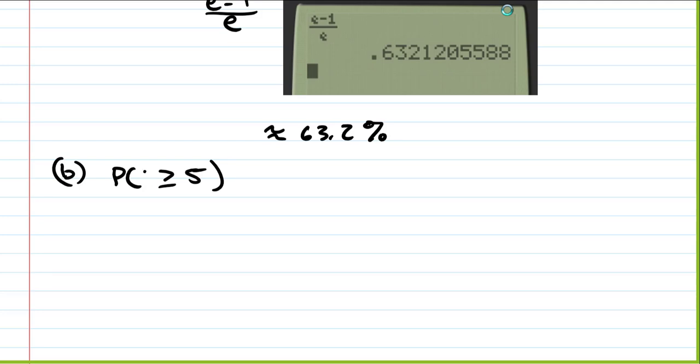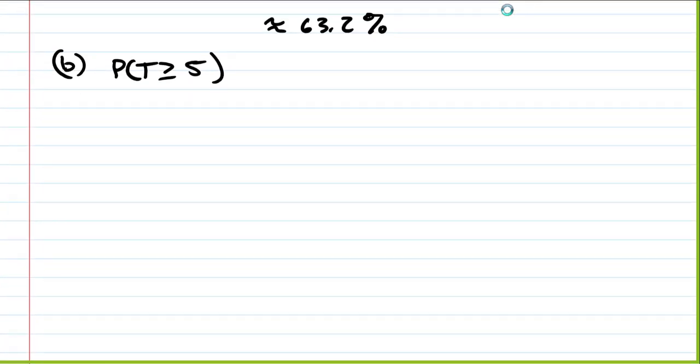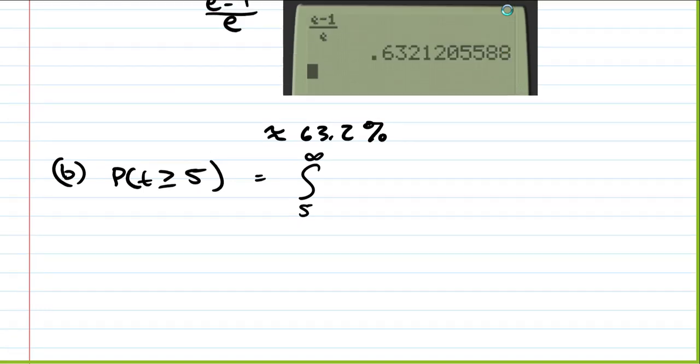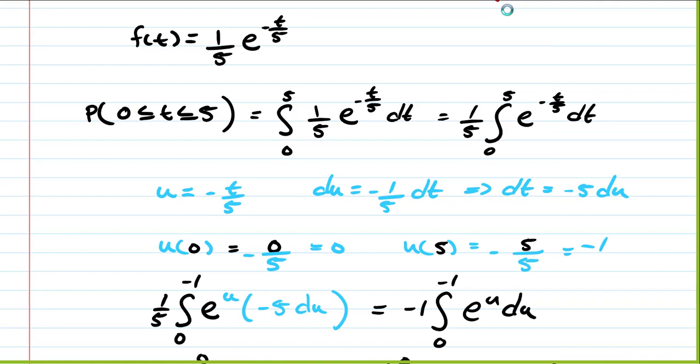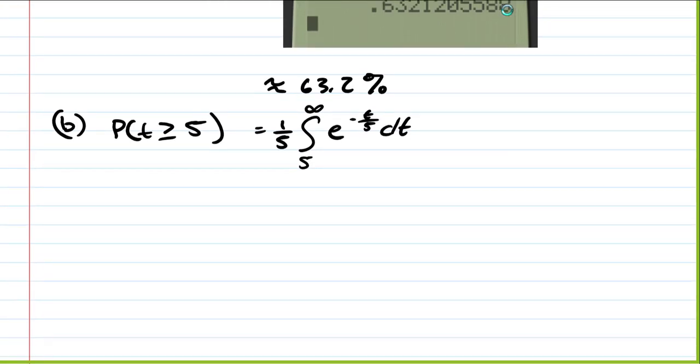I think I put x's earlier too. No, I didn't. That's good. So t is greater than or equal to 5. So that's going to be the integral from 5 to positive infinity of our same thing. So I'll pull my 1/5 out in front, e to the negative t over 5 dt. So this integral is going to go down pretty much the same way as the last one, right? But we just have to change our limits of integration again.